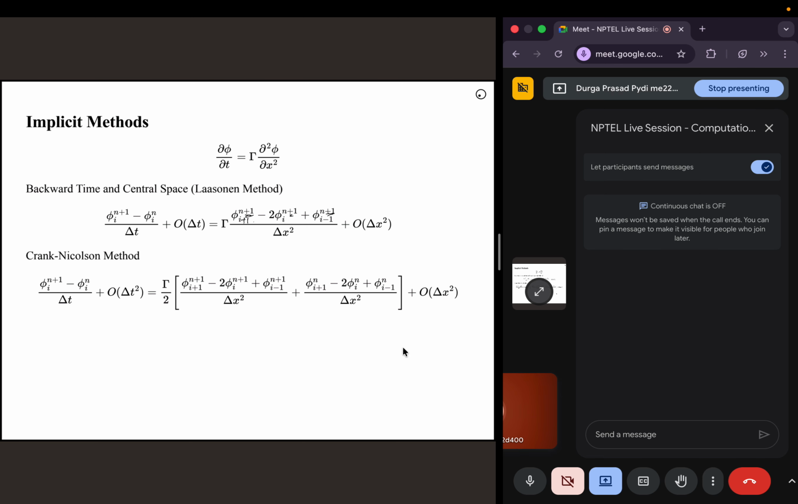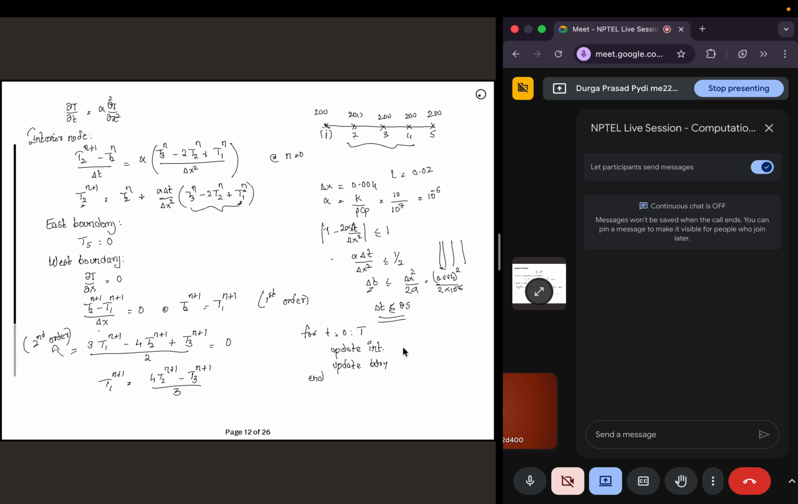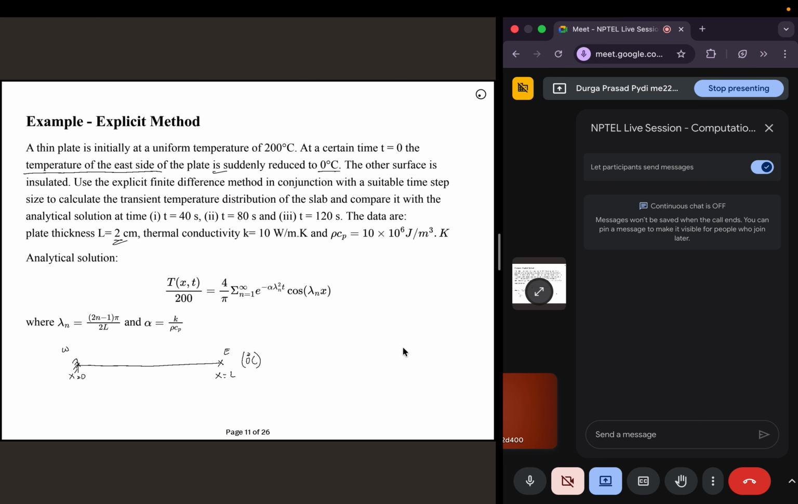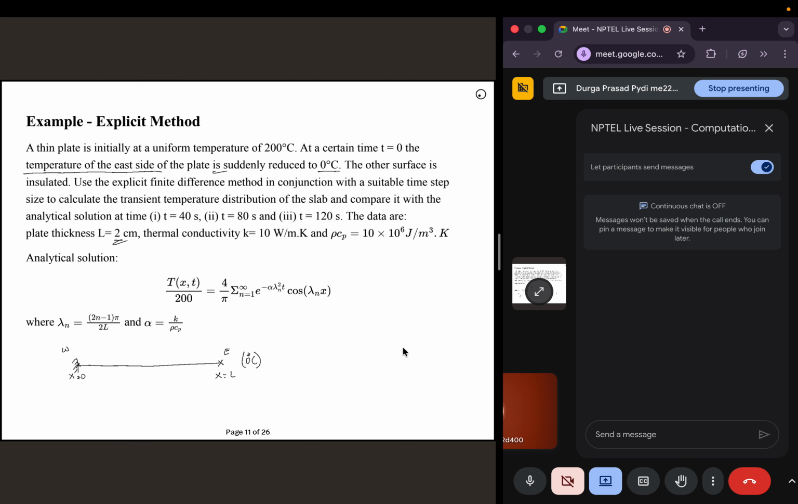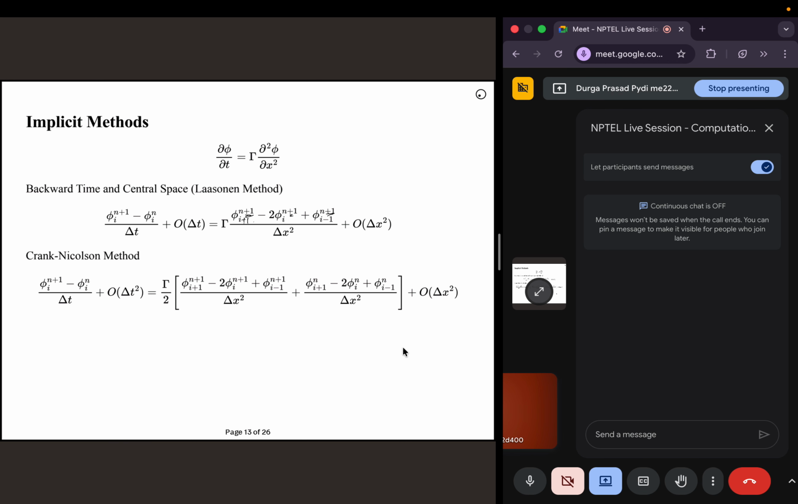So previously when I wrote the equation, there was only one unknown, and that is phi I n plus 1. Everything else is a known quantity. But in the current formulation, in the implicit formulation, except for this, everything is an unknown. So what this results in is a set of equations, and we have to solve all these equations simultaneously. That is what we discussed in the elliptic equations when we were discussing TDMA and other techniques.